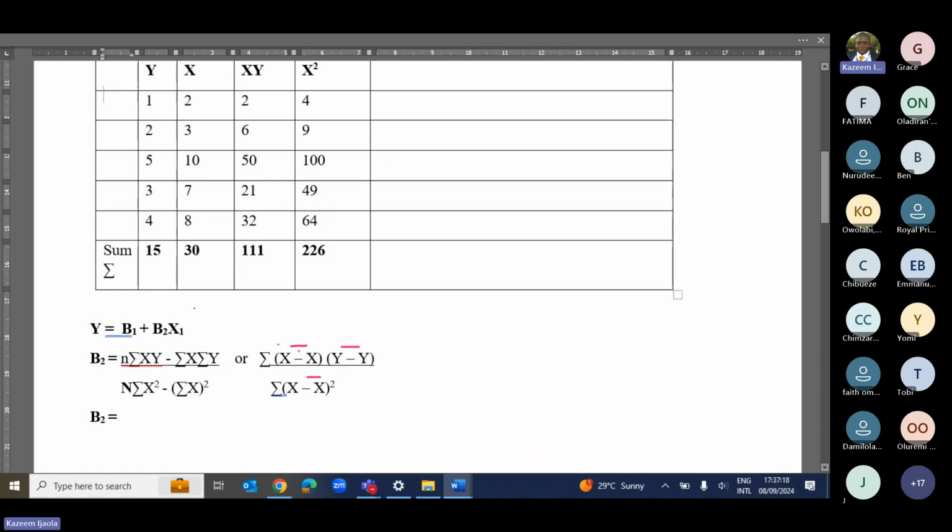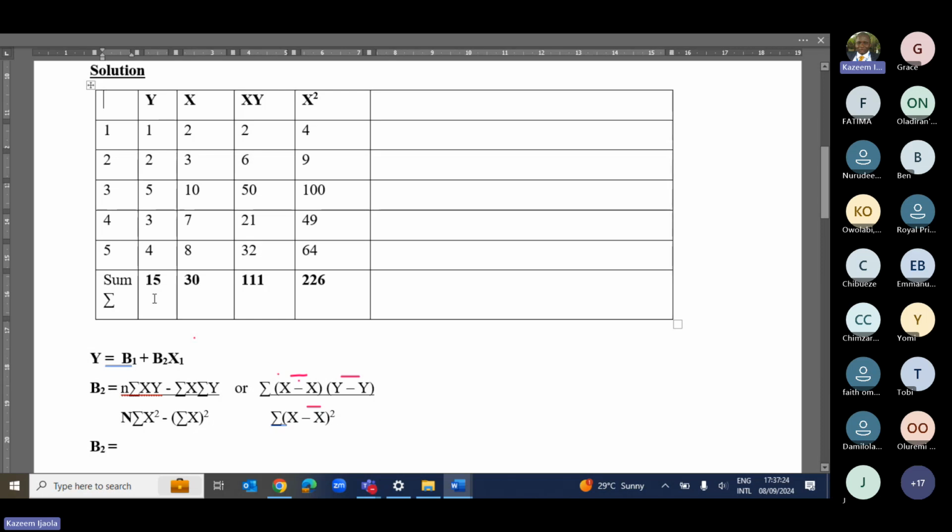If you check now, how many observations do we have? We have 1, 2, 3, 4, 5. There are 5 observations. This is your n. So I will say 5 multiplied by summation xy. This is our xy, and the summation of it is 111. So 5 times 111, minus summation x, which is 30, times summation y, which is 15. When you do this, you close it, then you come under it.